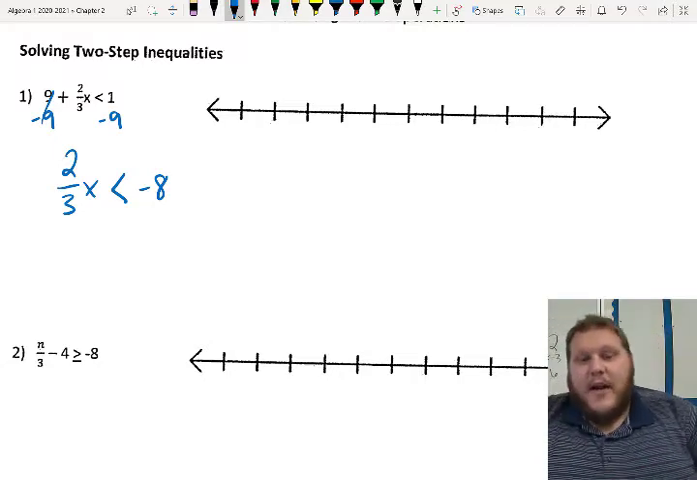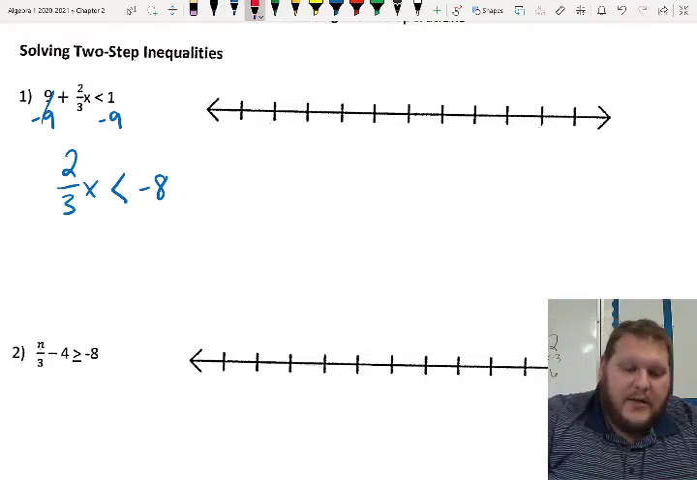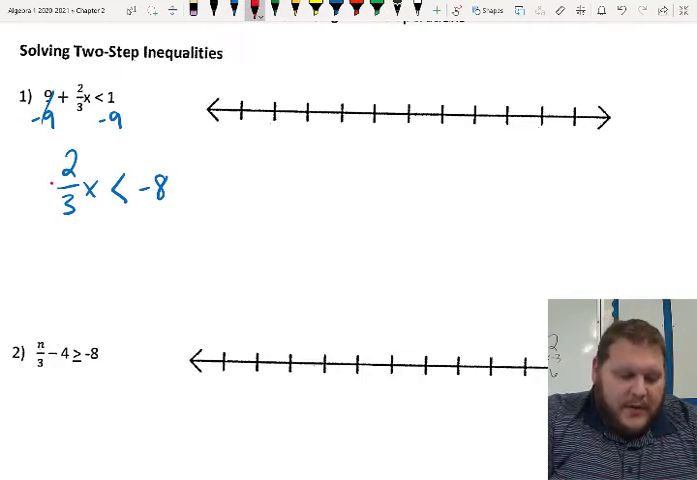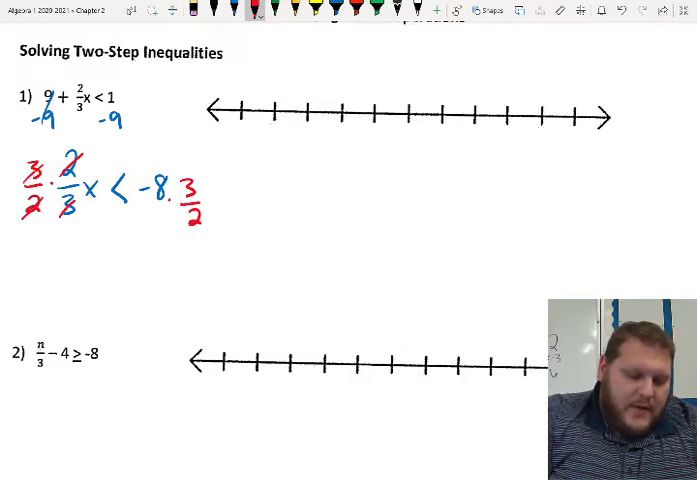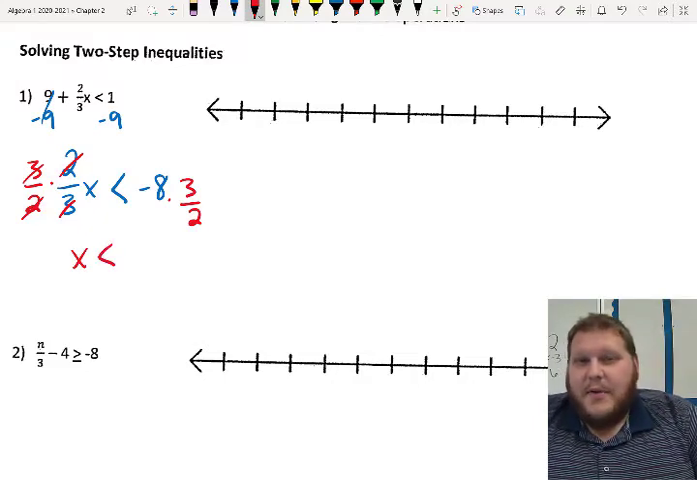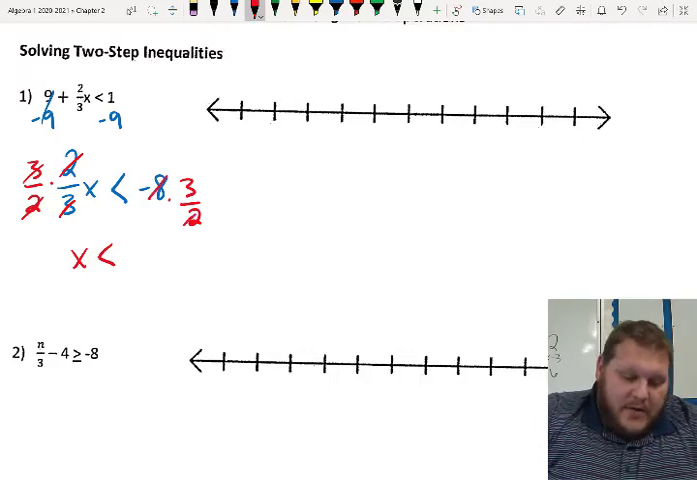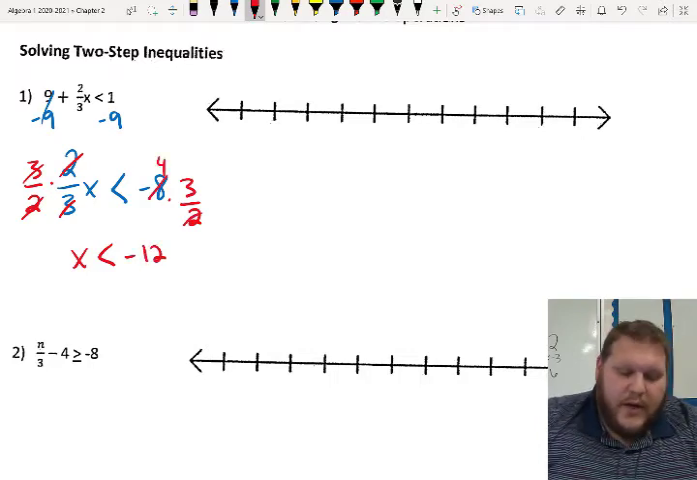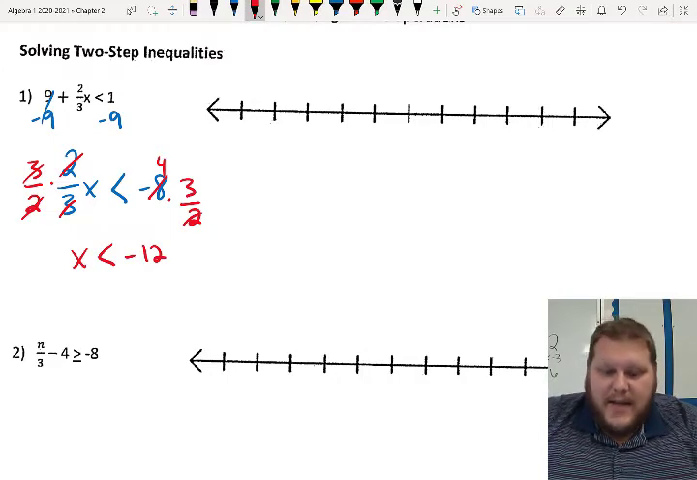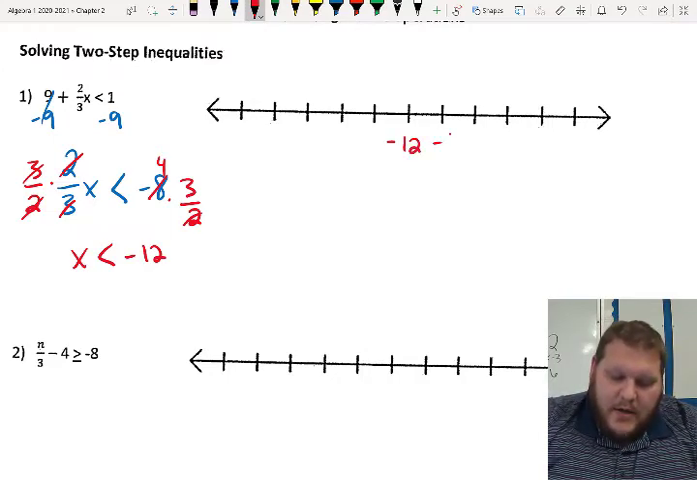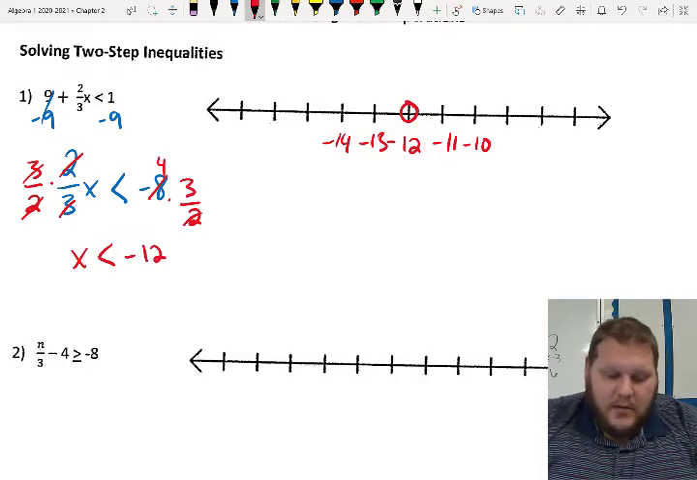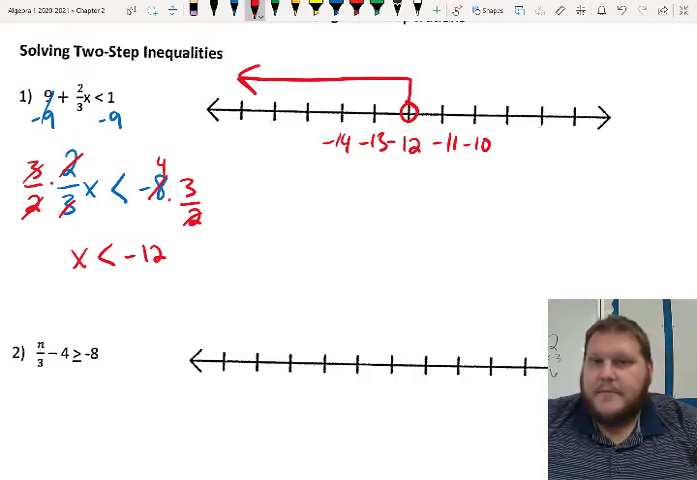And now, because I've got a fraction out in front of my x value, I can handle this a couple of different ways. My suggestion would be multiplying by the reciprocal. So times 3/2 instead of 2/3. That'll cancel it out and leave us with x on the left side. You can see my inequality is going to stay the same because I'm multiplying by a positive number. And now if I reduce this, I end up with x being less than -12. So on my number line, -12, -11, -10, -13, -14. It's just less than, so it's going to be an open circle there, and then pointing to the left.